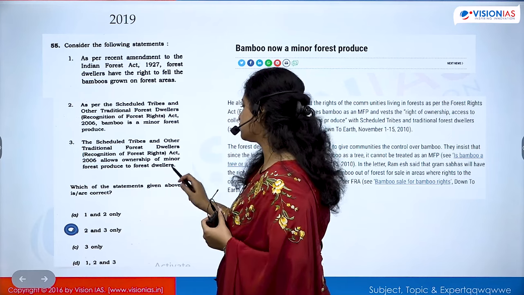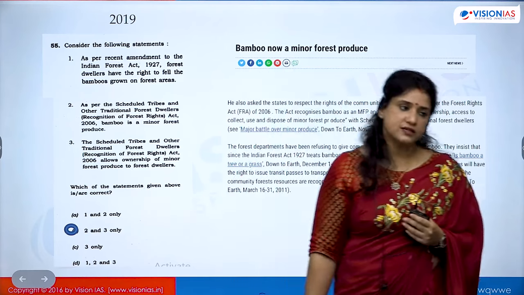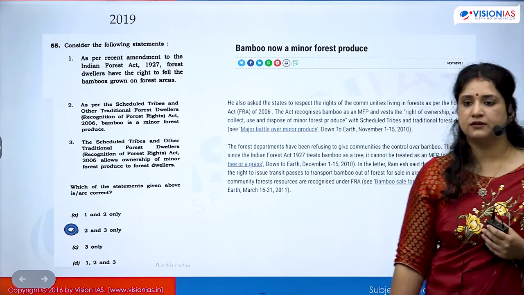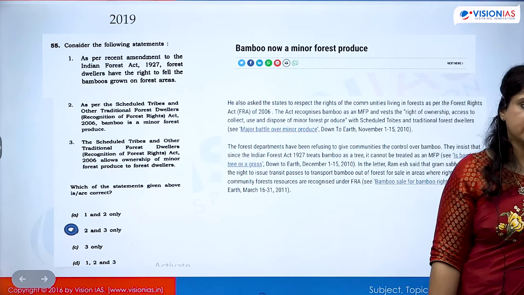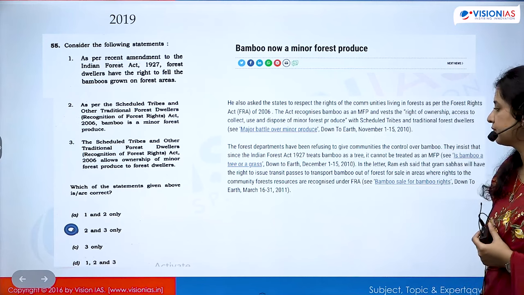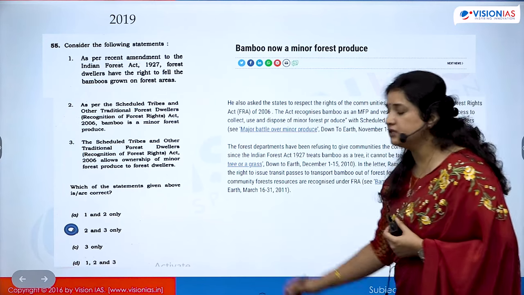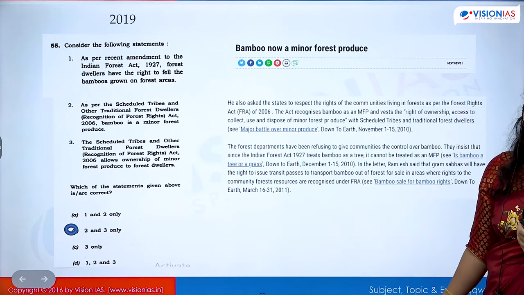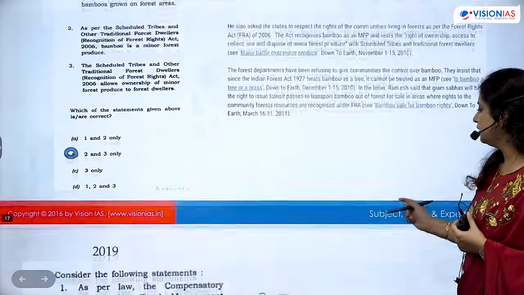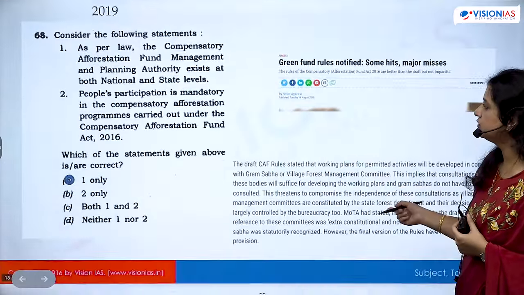Again, the Scheduled Tribes and Other Traditional Forest Dwellers (Recognition of Forest Rights) Act allows ownership of minor forest produce to forest dwellers. This is correct. Okay? This is correct. So the answer to this question is 2 and 3. Alright? Clear? Now, moving on.